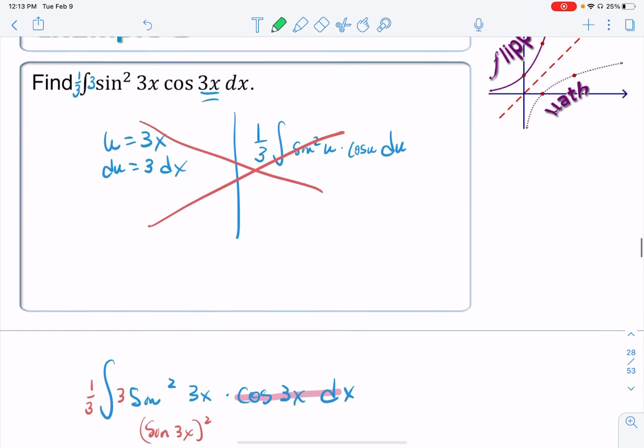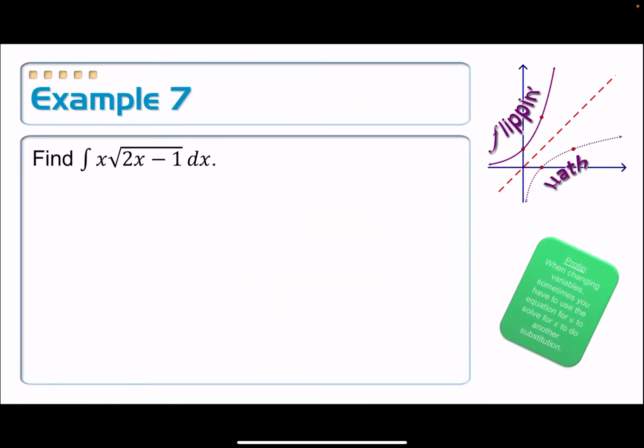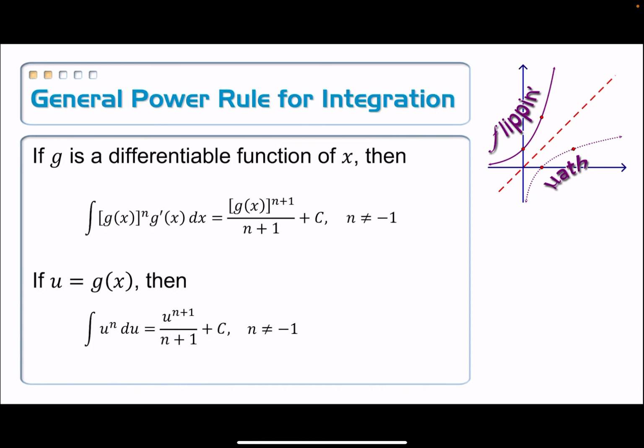Yes. So this brings us to this thing called the general power rule for integration. If g is a differentiable function of x, then the antiderivative of g of x raised to the nth power times g prime of x, so you can see that here's our interior function, and its derivative is part of the integral.